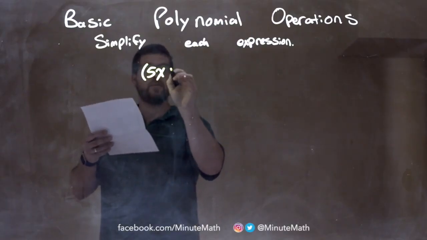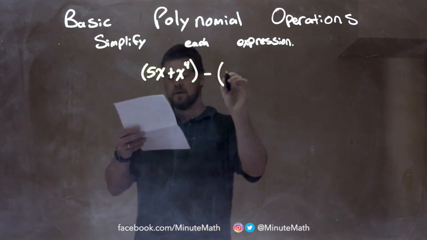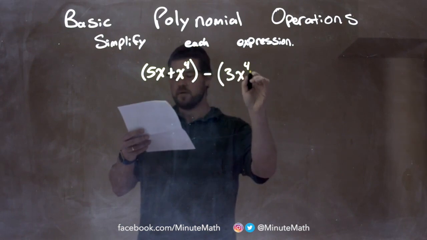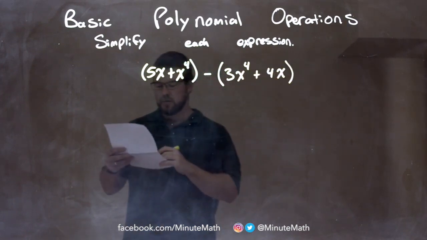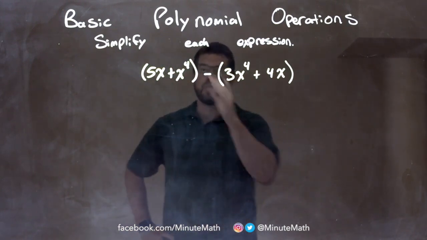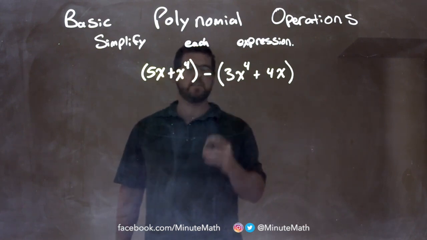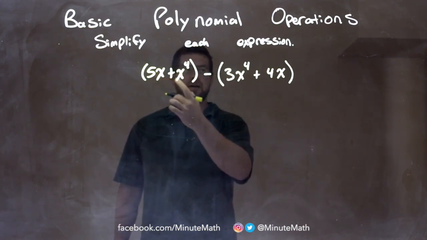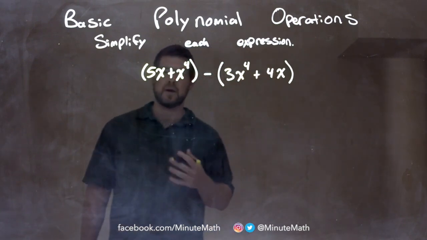5x plus x to the 4th, excuse me, minus 3x to the 4th plus 4x, okay? So what I want to do, first, is look inside each parenthesis and see if I can simplify. Well, nothing to simplify here, and nothing to simplify here. They're not like terms, okay?